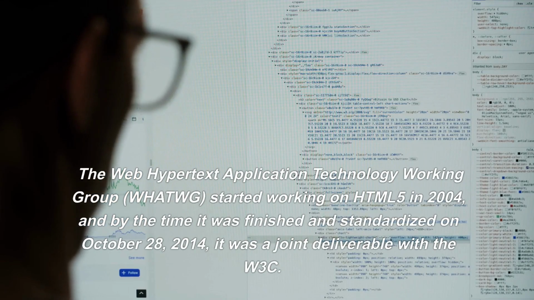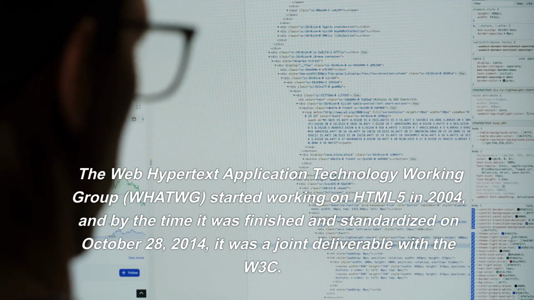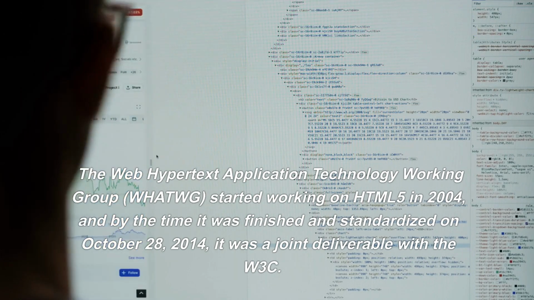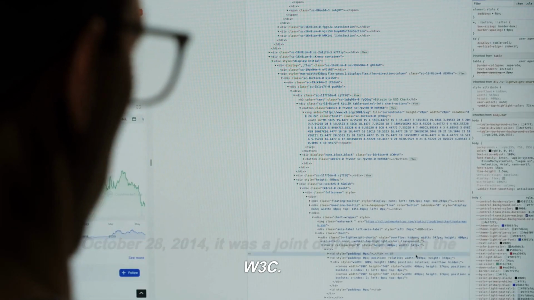The Web Hypertext Application Technology Working Group, WHATWG, started working on HTML5 in 2004. And by the time it was finished and standardized on October 28, 2014, it was a joint deliverable with the W3C.